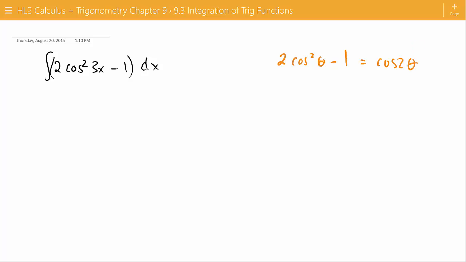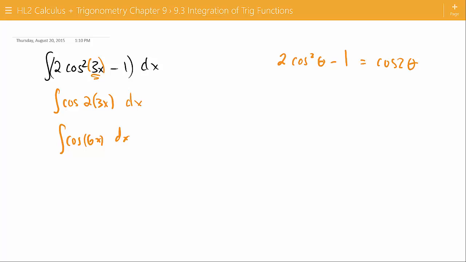Yes? So what can we rewrite this as? We can rewrite it as cosine 2 theta. But what's the theta here? The theta is this 3x. So what we really have is cosine of 6x dx.